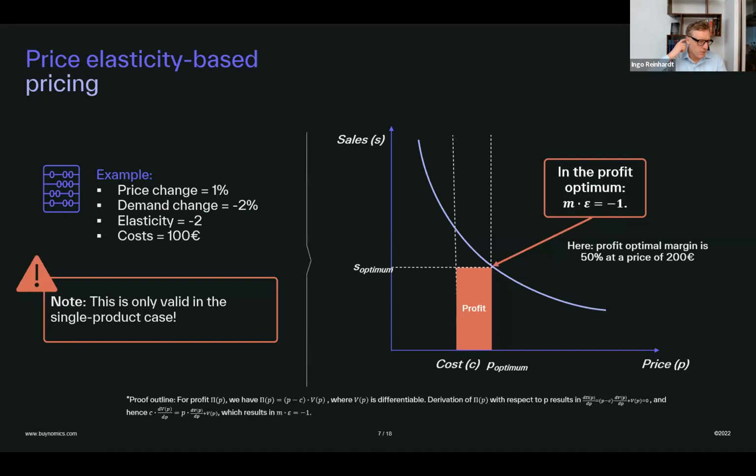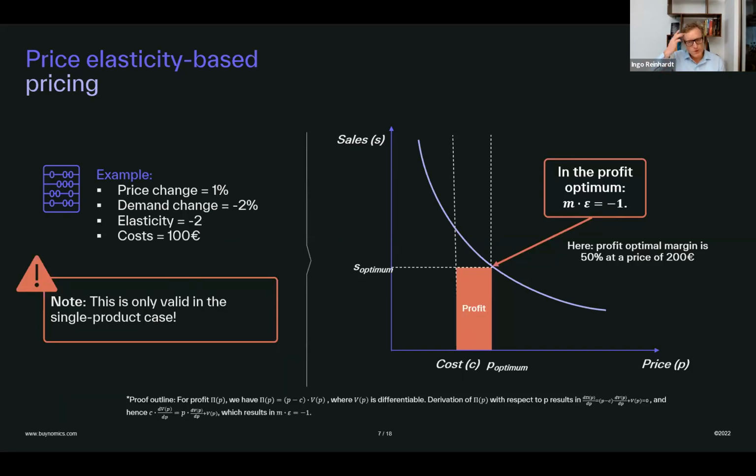If you're managing a portfolio, or you have competition that also might react to your pricing, then of course that formula doesn't necessarily yield the optimum. But if you're just looking at a single product, it always does. So for example, in this case, you have costs of 100 euros and a price elasticity of -2. That means the optimal margin is 50%, and that produces a profit optimal price of 200 euros.